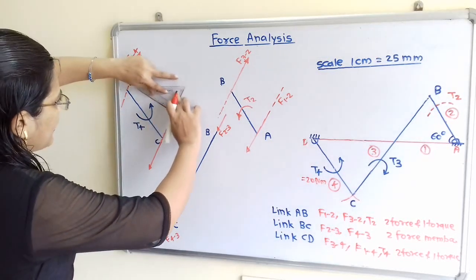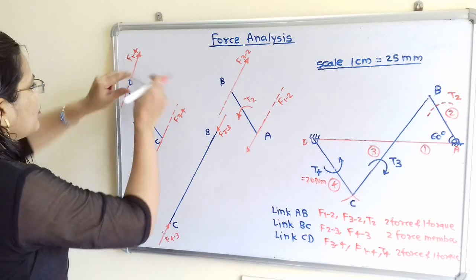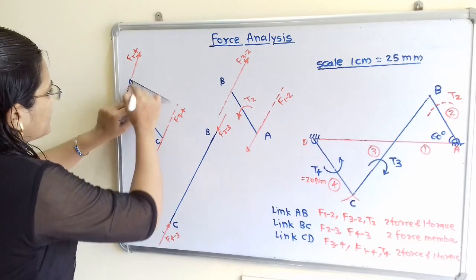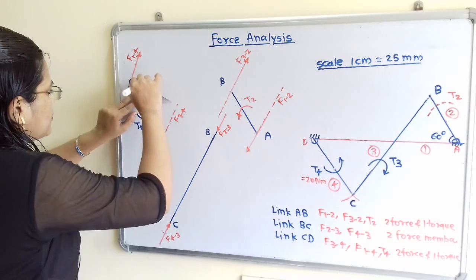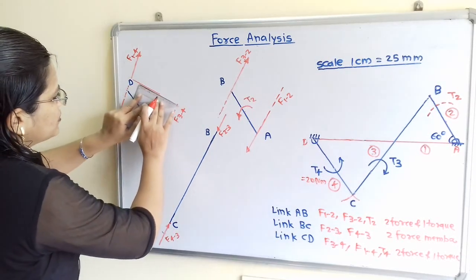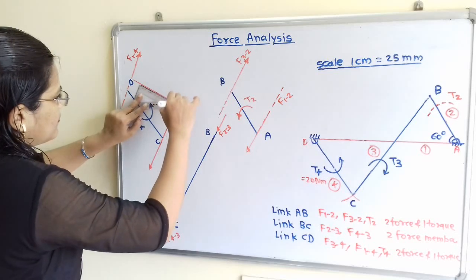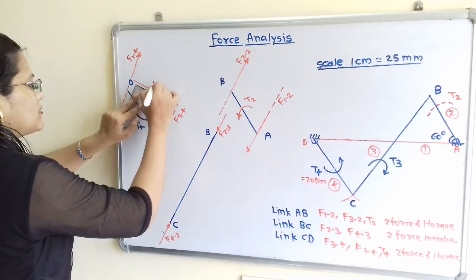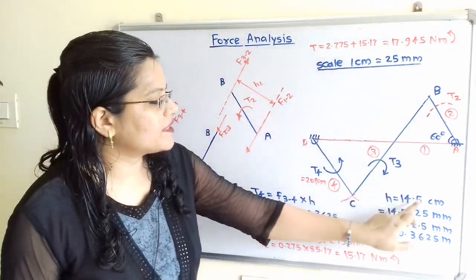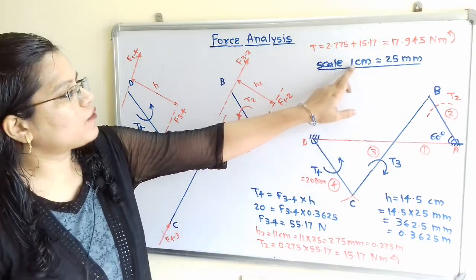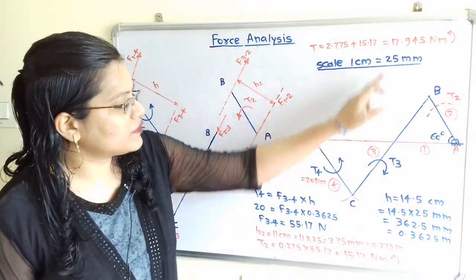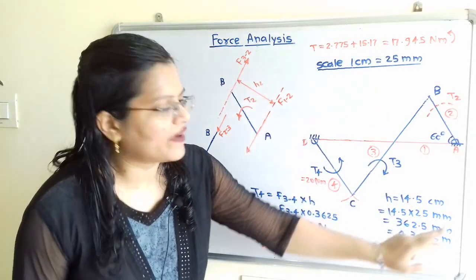Now I will align one edge to this line and I will draw one line perpendicular to this. So this second line should be perpendicular to this line. So these two lines are parallel to each other. So this is the height h. The value of h is 14.5 centimeter. But as per scale, we have to refer 1 centimeter is equal to 25 millimeter. So 14.5 into 25 is 362.5 millimeter.